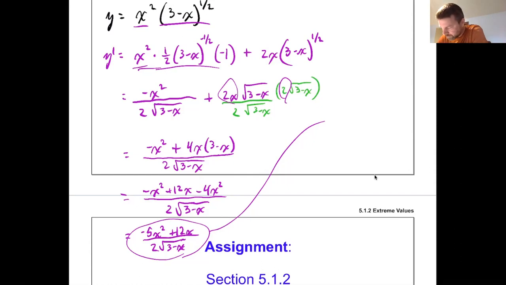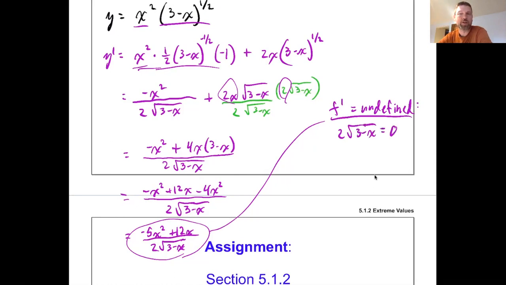So f prime is undefined whenever the denominator is equal to 0. So whenever 2 times the square root of 3 minus x is equal to 0, we could divide by 2, square both sides, and we could get x by itself, but hopefully it's pretty quick and easy to see here that the only thing that's going to cause that equal to 0 is when x is equal to 3. So there's one of my critical points.